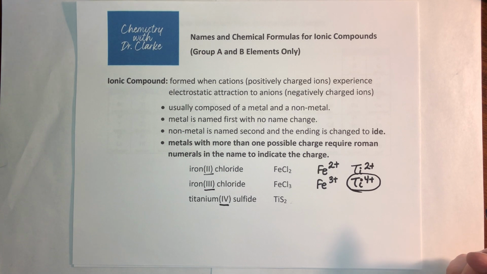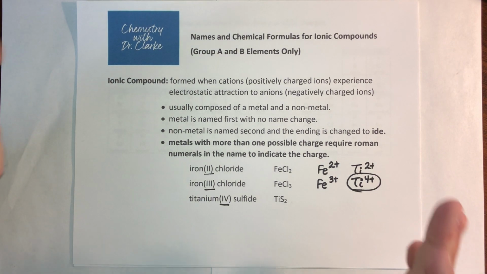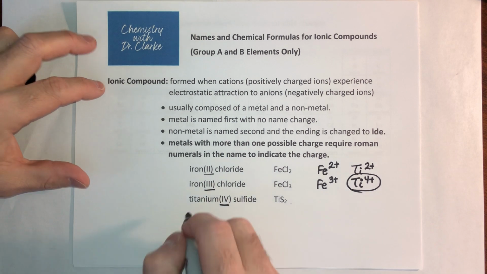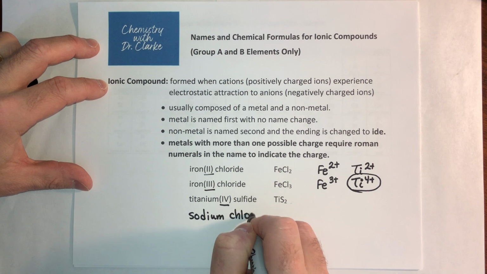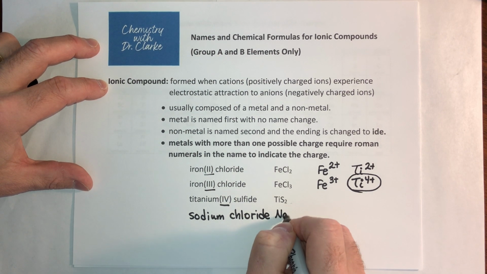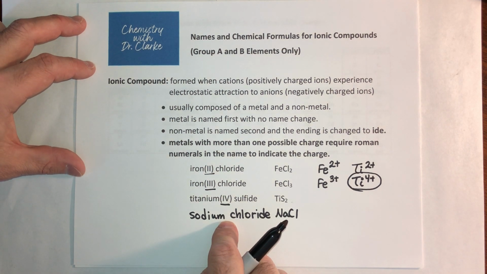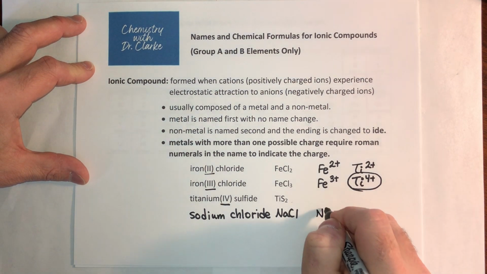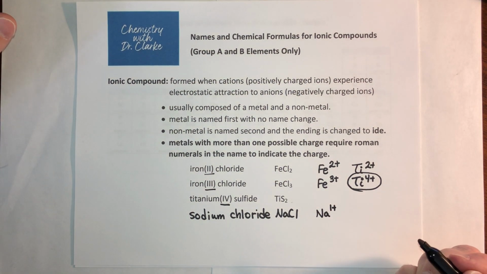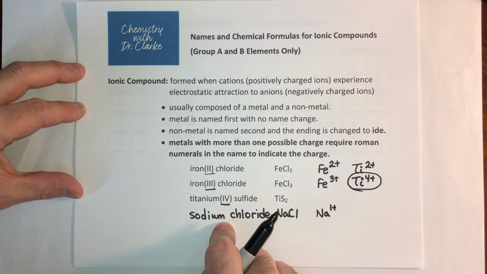Not all metal ions do this, only some of them, which means that when you start using Roman numerals, you have to use them in the correct places. If we talk about sodium chloride, good old table salt, NaCl, I don't have to say that this is sodium and put a Roman numeral behind it, because sodium has only one possible charge. Sodium can only be a 1+. If you have only one possible charge, then you don't get Roman numerals.